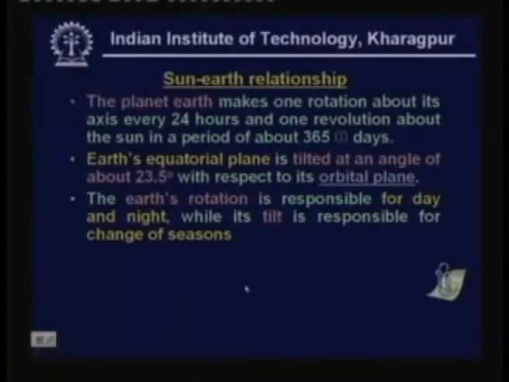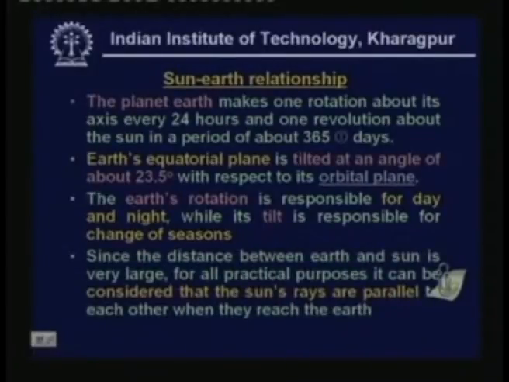As you know very well, the earth's rotation is responsible for day and night, whereas its tilt is responsible for the change of seasons. Since the distance between earth and sun is very large, about 93 million kilometers, for all practical purposes it can be considered that the sun's rays are parallel to each other when they reach the earth.